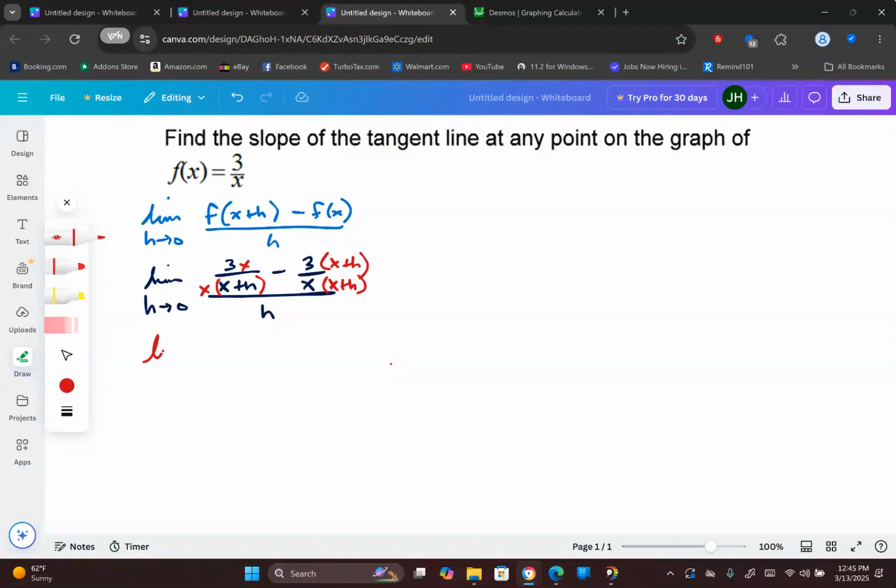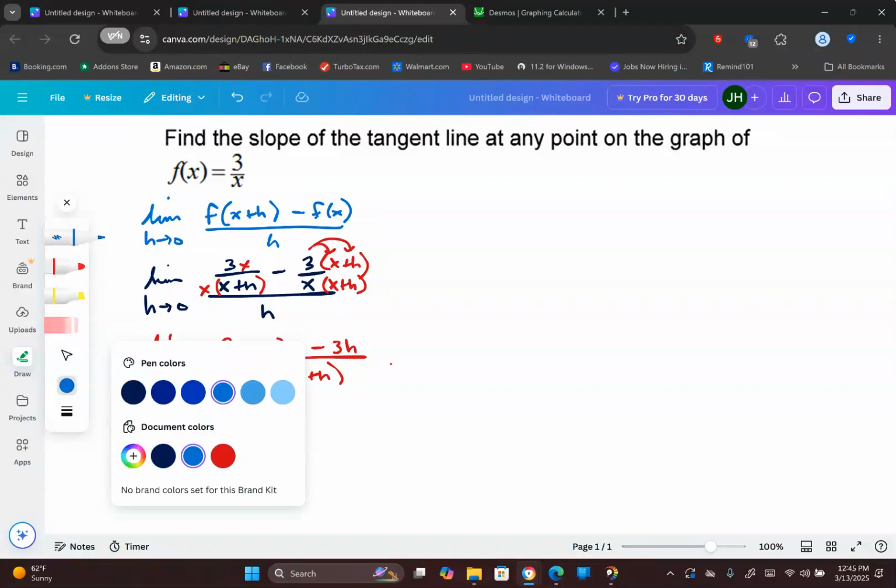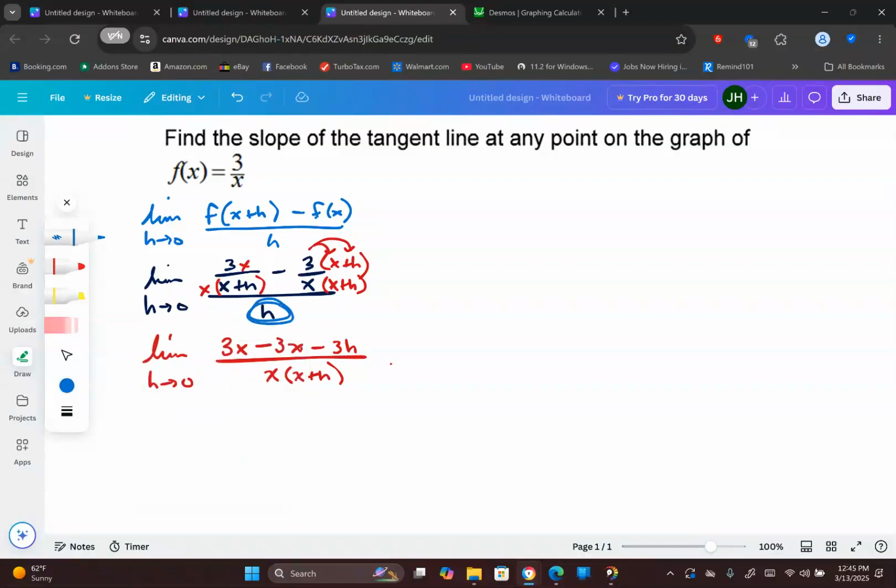And what happens is I get a new limit, a new formula. It would be 3x, and over here, if I distribute, I'd get minus 3x minus 3h, and the common denominator on the bottom would be x times x plus h. That's the top. Now, where does this h go? Well, you'd take the bottom and multiply it by the reciprocal of the top. That would put the h on the bottom here.